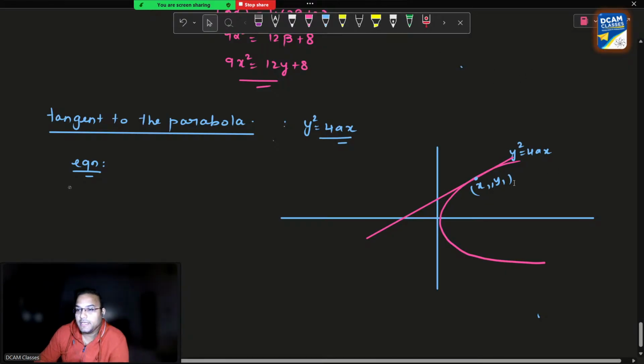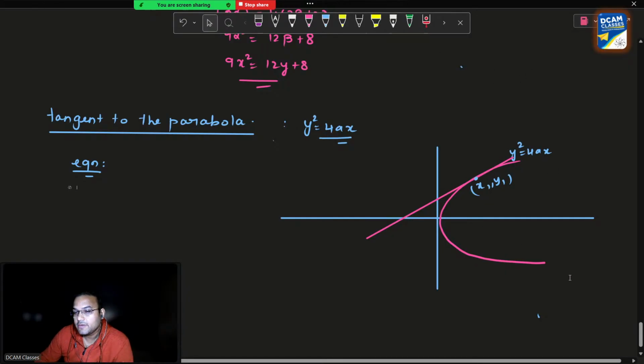So this is the parabola equation y square equal to 4ax. You have to find the equation of the tangent to the parabola at x1, y1.